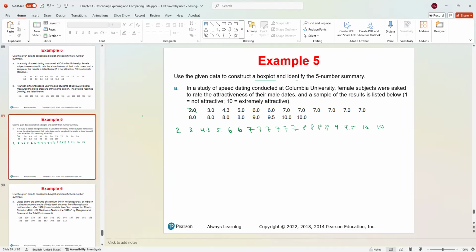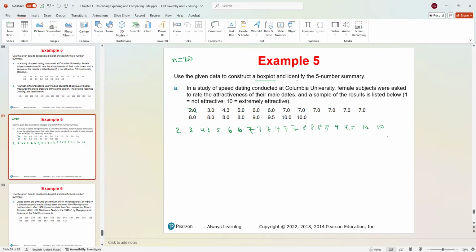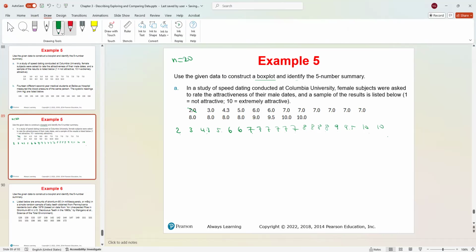Okay, let's count the number of data we have in both to make sure it's equal. 1, 2, 3, 4, 5, 6, 7, 8, 9, 10, 11, 12, 13, 14, 15, 16, 17, 18, 19, 20. Okay, we have n is 20, so we have an even number of data. An even number means no data falls exactly in the middle. We cannot find it, so we need to take the mean of the middle.